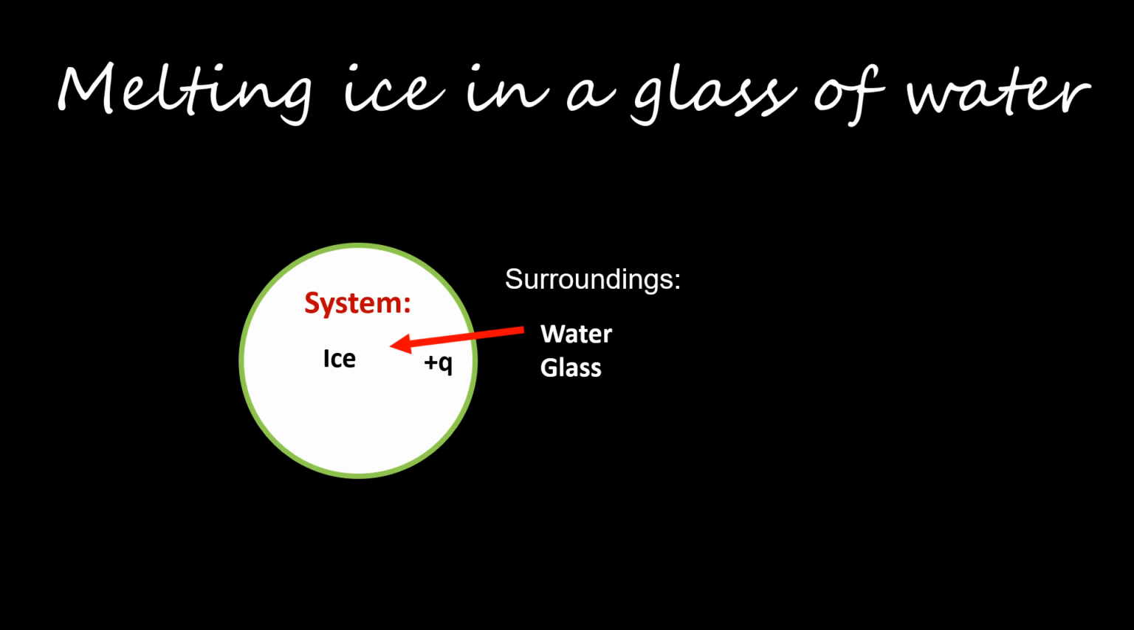So if energy is going into our system, is this endothermic or exothermic? Hopefully you said endothermic, because again, we are adding energy to the system. So we focus everything on what's happening to the system. The system is gaining energy, so it's positive Q, so therefore it's endothermic. All right, let's look at a second example.